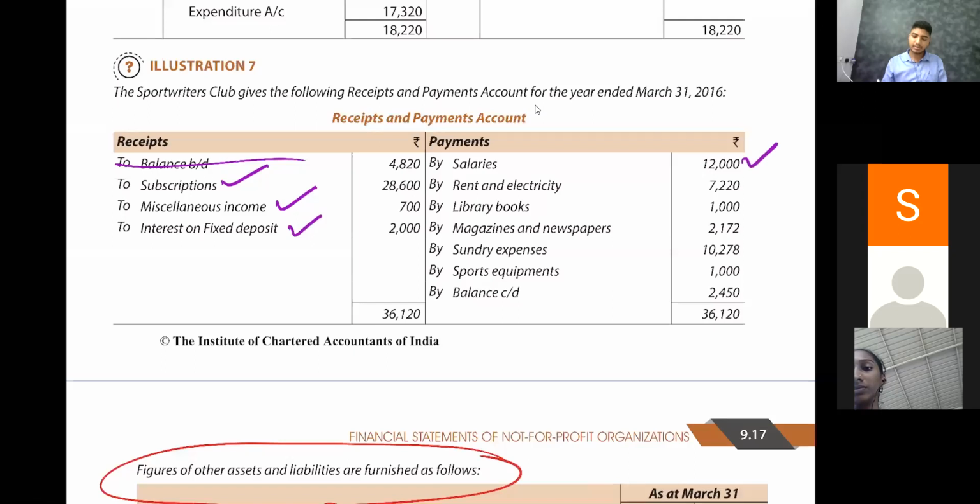Answer is yes. Rent, yes. Library books, is it an expenditure? Okay, it is not an expenditure. Why? Because it is an asset. It is an asset. So it does not go. Next, magazines and newspaper, does it go?